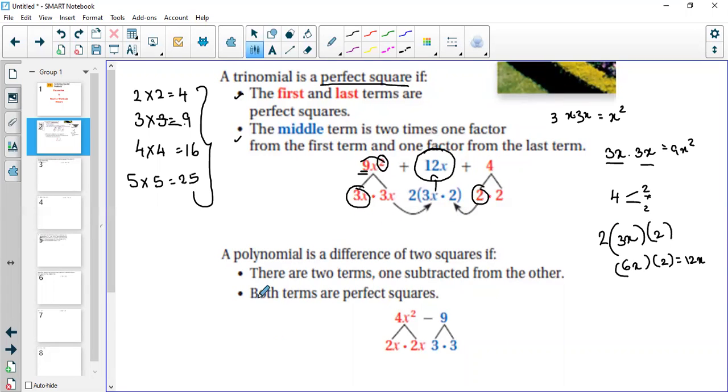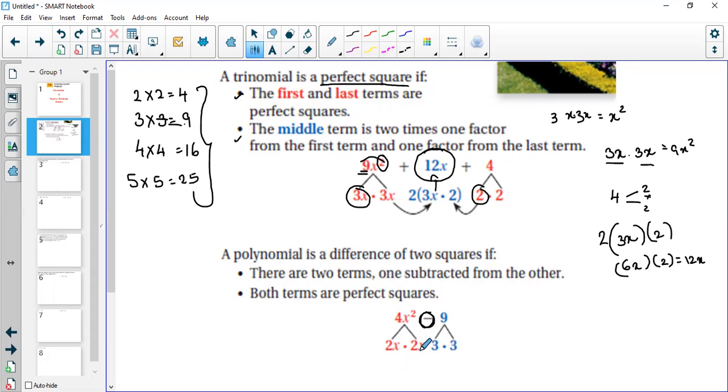Now the next idea of this lesson is about finding whether a polynomial is a difference of two squares. Usually you will get binomials like this and they will ask you if it's a difference of two squares. Keep in mind they are talking about a difference, so it always needs to be a negative. There are two terms, one subtracted from the other, and again you divide them into perfect squares.